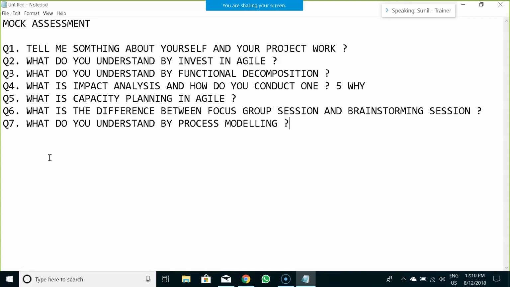Process re-engineering, suppose in a scenario where there is a complex task and there's a change in requirement, and we have to cope up the whole system with the change in requirement. So we need to do the analysis and redesigning of the system. So that is basically process re-engineering.